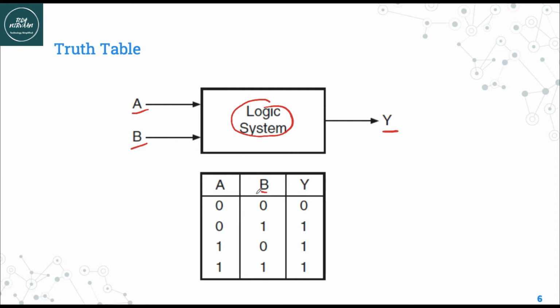That's why we will have combinations like this: 0 0, 0 1, 1 0 and 1 1. So these are the combinations of input, and for each combination based on this logic we will get output 0, 1, 1, 1. So this is our truth table and this is the example of a logic system.